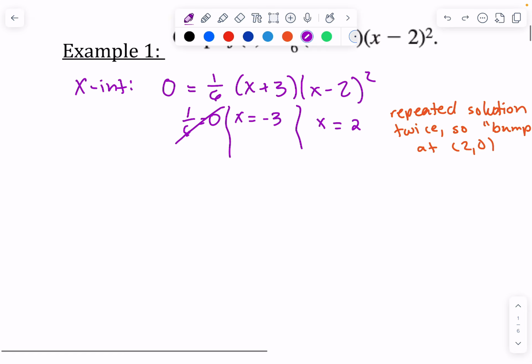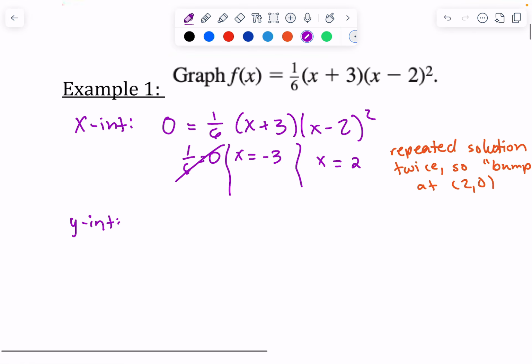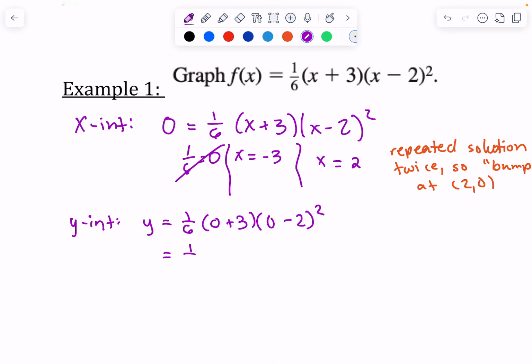The next thing I want to do is find my y-intercept. If finding the x-intercept, we needed to plug in 0 for y, or f of x, then to find my y-intercept, I'm going to plug in 0 for x. Simplifying, that gives me 3. This is going to give me -2 squared, which is +4. 3 goes into that once, into this twice, so that's 2. So our y-intercept is (0, 2).